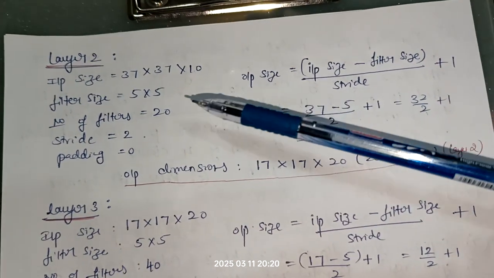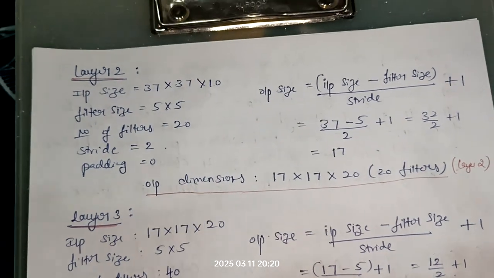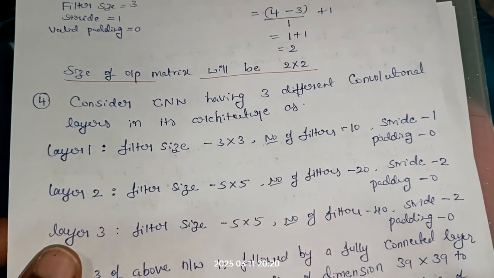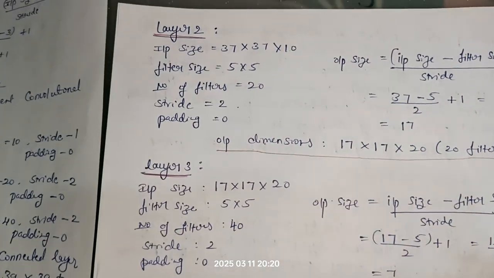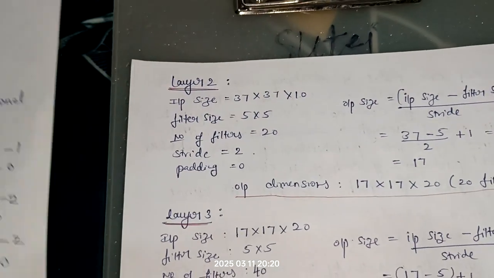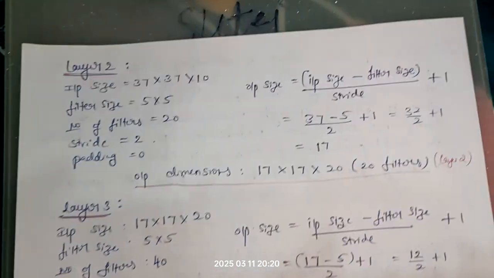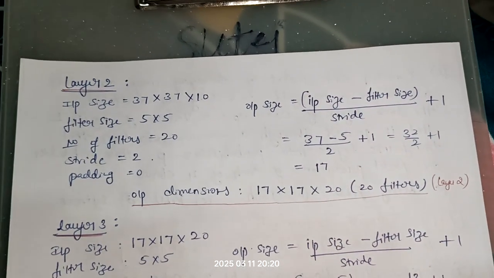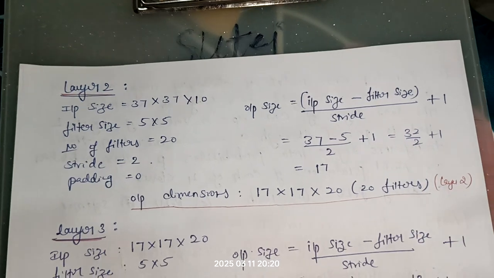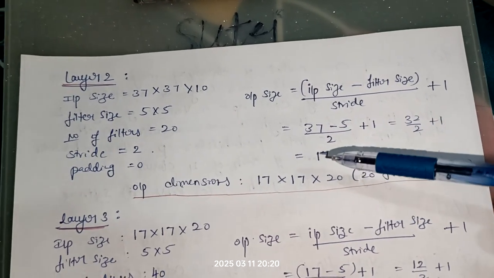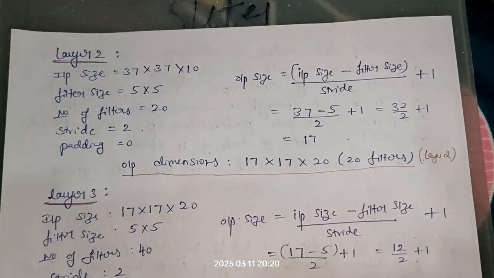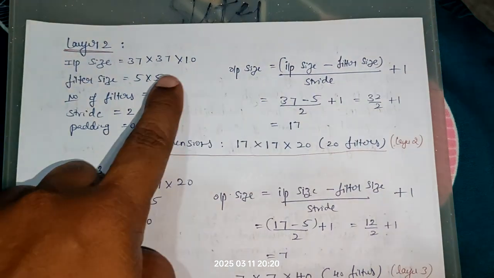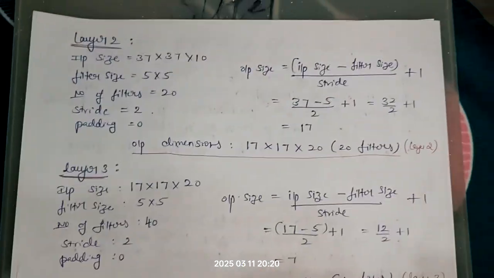Then filter size is 5 cross 5, because for layer 2 it is given, as you can observe here: filter size 5 cross 5, number of filters 20, stride 2, and padding is 0. So the output size equals input size minus filter size. What is the input? 37, filter is 5. Subtract and you get 17. So the output dimensions now become 17 cross 17 into 20. Why 20? Because it consists of the number of filters, 20.